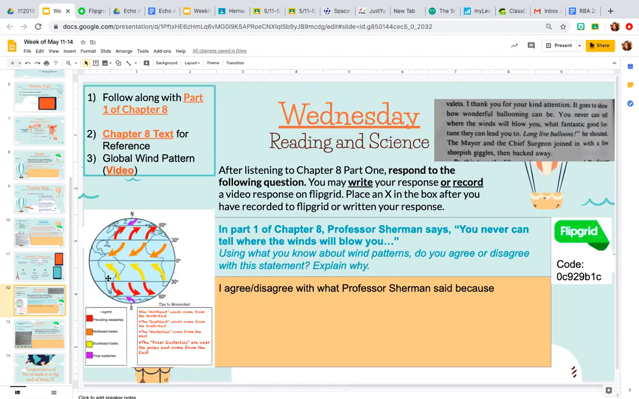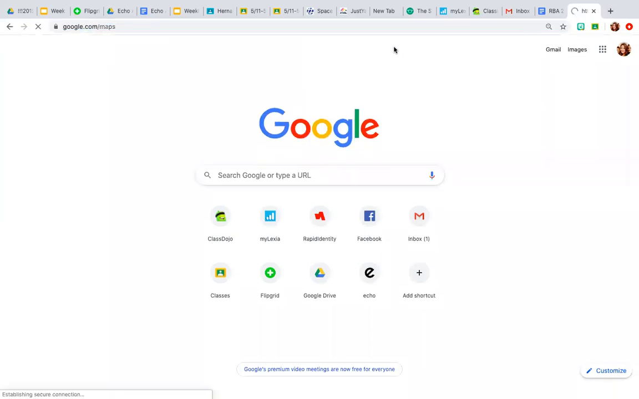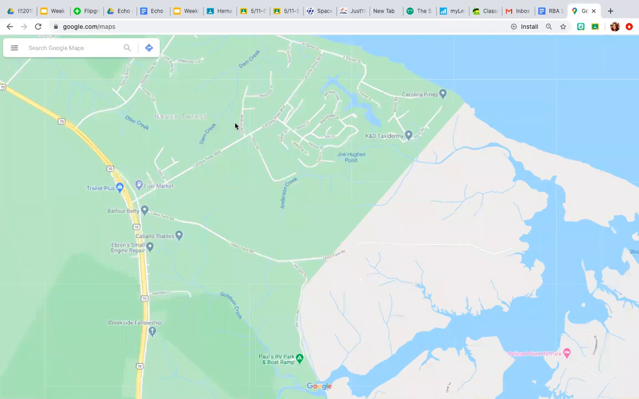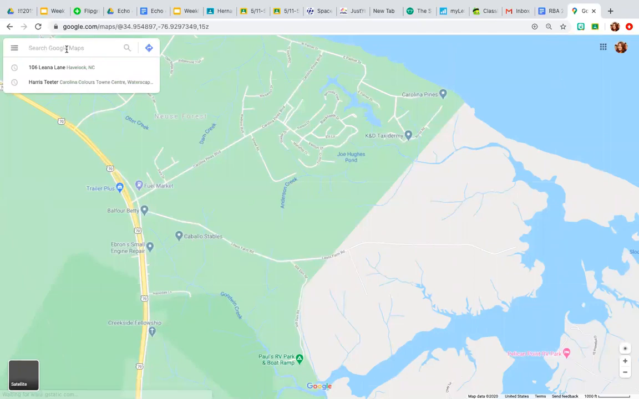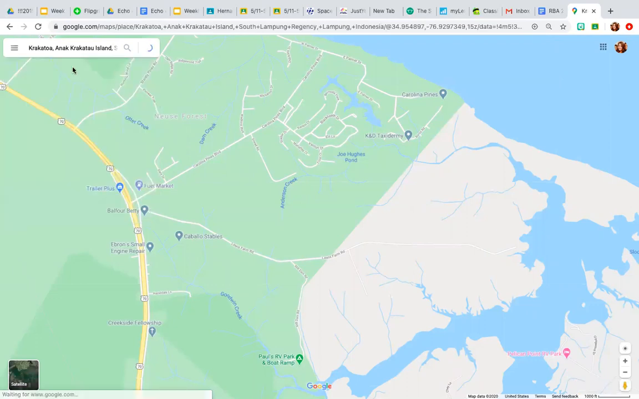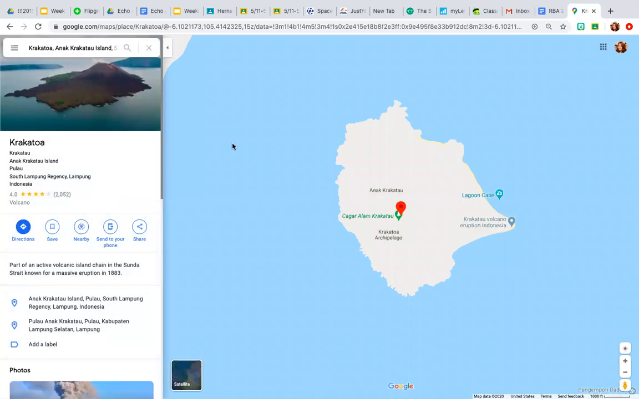Did y'all know that Krakatoa is a real place? Yes. It is a real place. I looked it up on Google Earth. Let's see. Krakatoa. It's actually, it could be spelled the way we spell it, T-O-A or T-A-U.